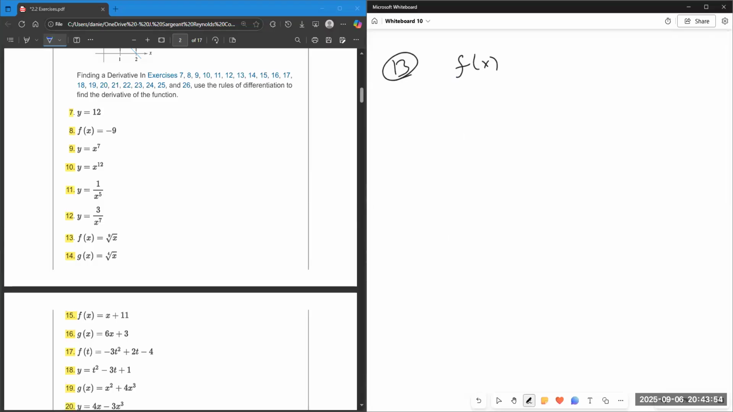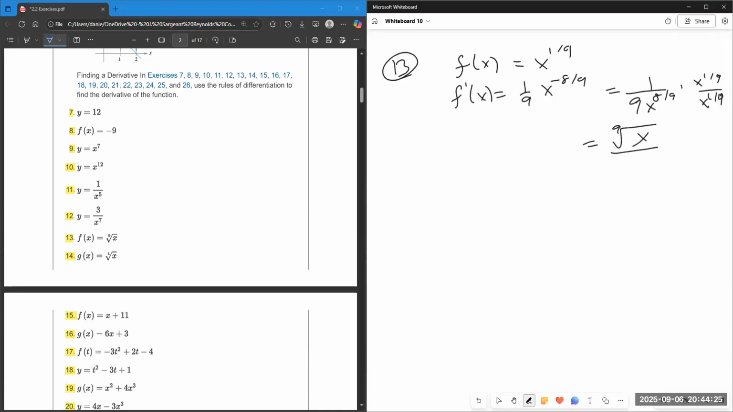13. f of x is equal to x to the 1/9. That's what the 9th root is. So f prime of x will be 1/9 x to the negative 8/9. Go ahead and bring that down. And while we're at it, let's go ahead and rationalize that denominator, multiplying by x to the 1/9, top and bottom. So this is going to be the 9th root of x over 9x.